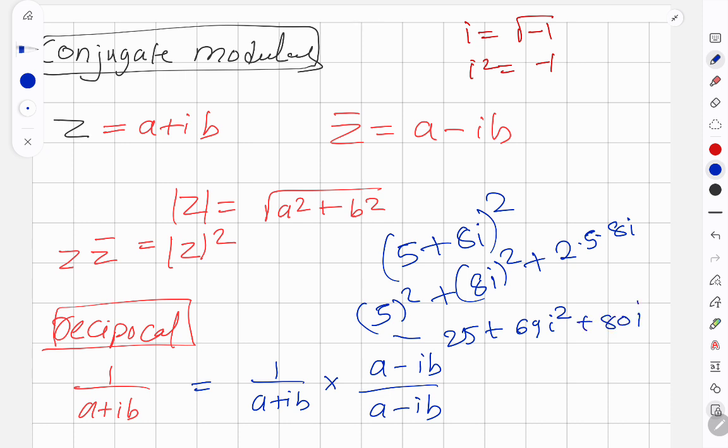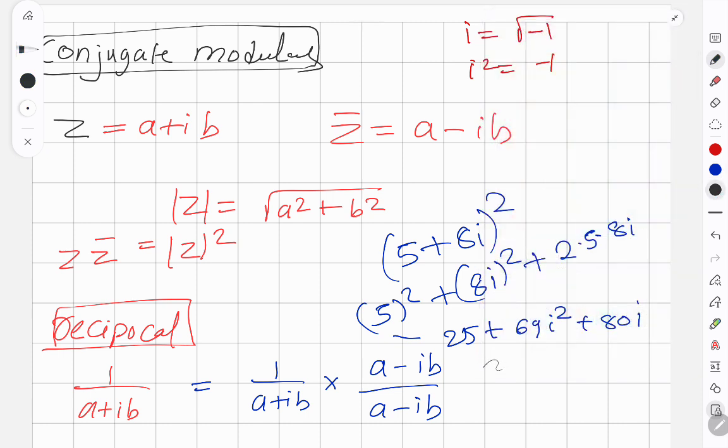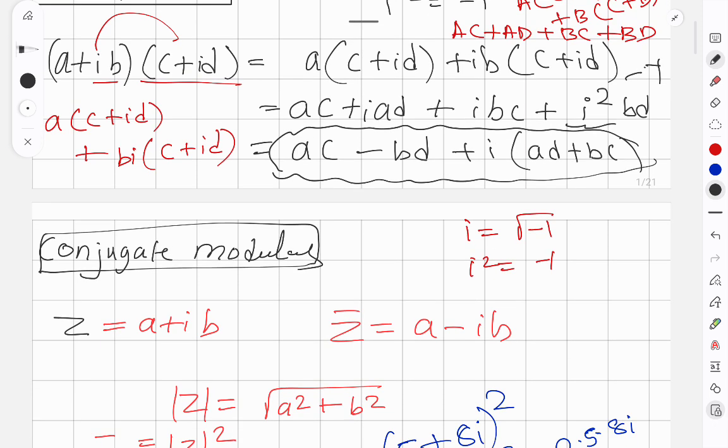Yes, yes. Then you have this one as 25, this is minus 64 because of this i square plus 80i. So you can just do the algebraic thing and you are done. Okay. And there's one more concept, conjugate modulus.